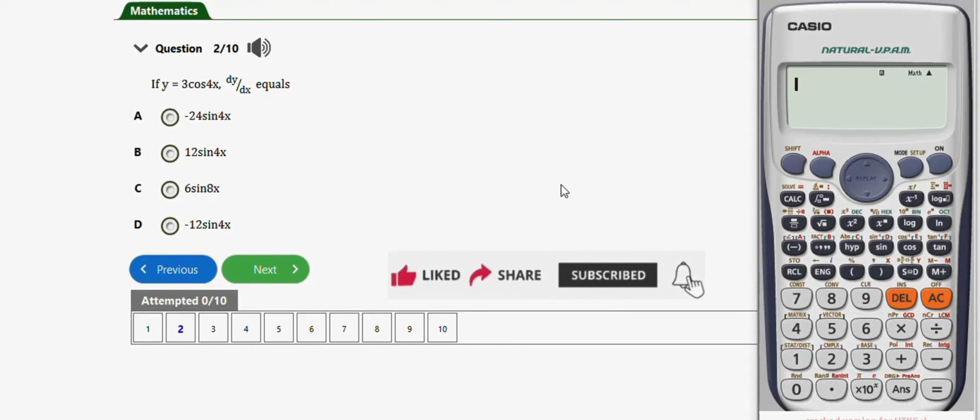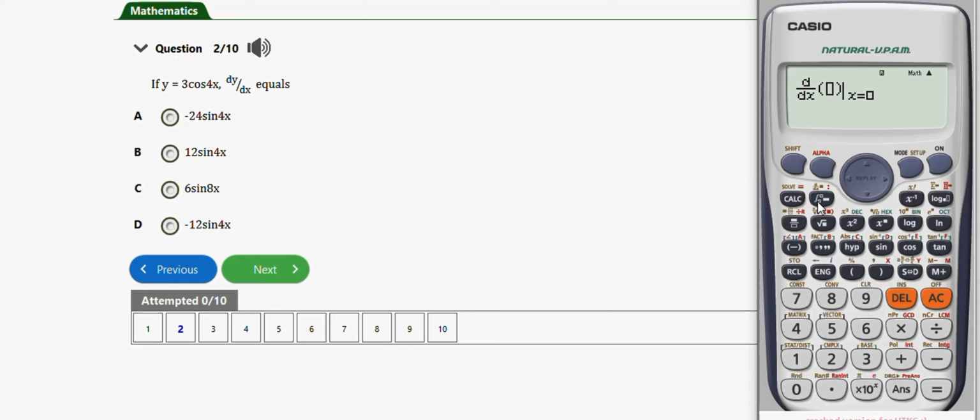Alright, as usual, we don't need to reset the calculator. I'm still going to work with the settings that I've given the calculator, so the 2 is still stored, it is in radian. So let's go. Bring out d over dx on the calculator. We press shift and the integral sign button. So we have 3 cos 4 alpha x.